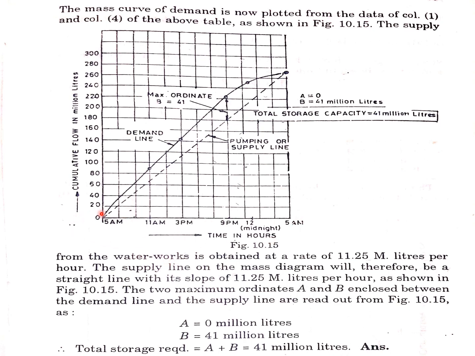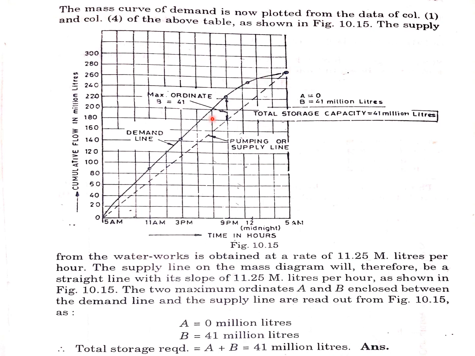So this is the mass curve. Time versus cumulative flow in million liters. Can you see the graph? So this is the constant supply. The pumping line is how much? 270 million liters, constant, from 0 to the end. So the pumping line is a constant supply line. And here is the demand line. So based on 5 to 11, how much? 90, 11 to next is 144, the next one similarly plotted.